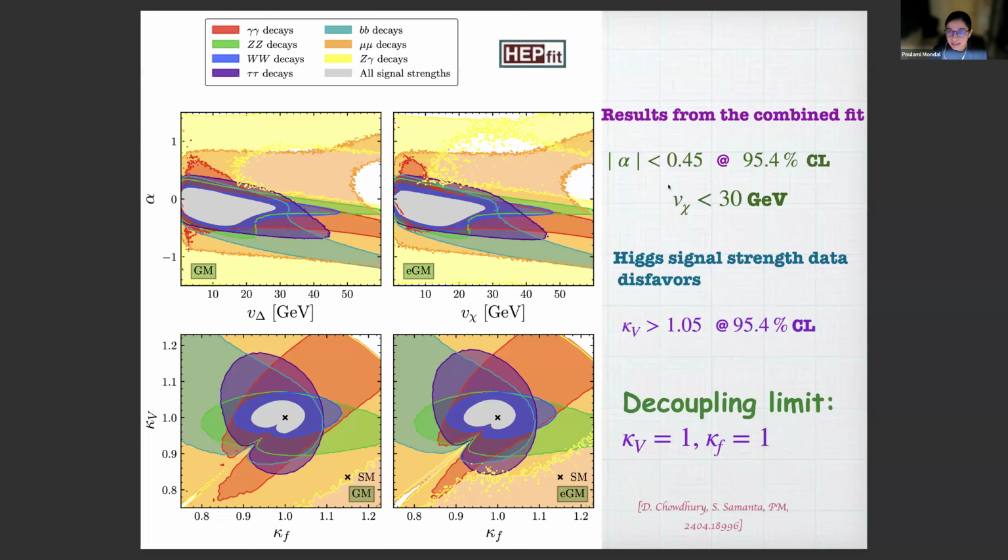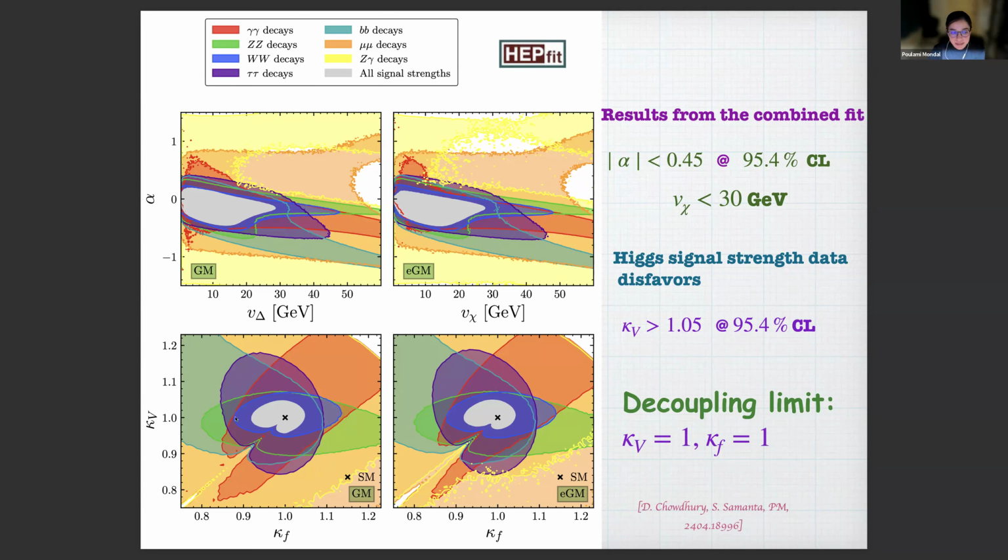And you see that at a 2 sigma level, mod alpha cannot be greater than 0.45, and V delta has to be less than 30 GeV. So you see this is coming from this gray region. And you can see that the kappa V, as I already told, the kappa parameter can be greater than 1 in the Georgi-Machacek model or extended Georgi-Machacek model, but from the Higgs signal strength, you can see that it cannot be greater than 1.05. So the Higgs signal strength data disfavors kappa V greater than 1.05 at a 2 sigma confidence level.